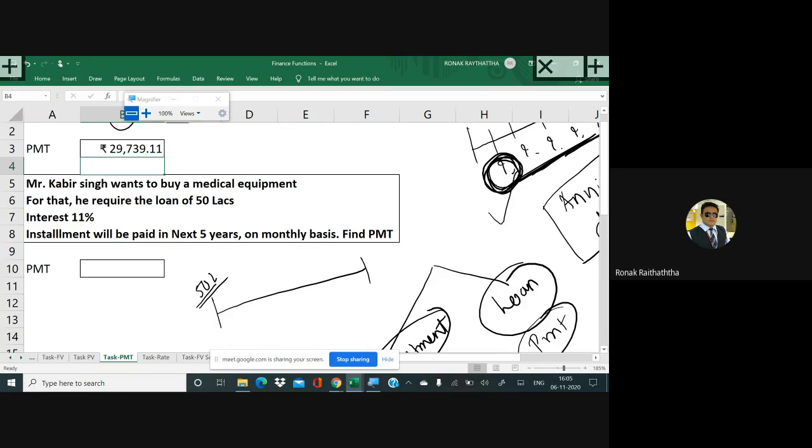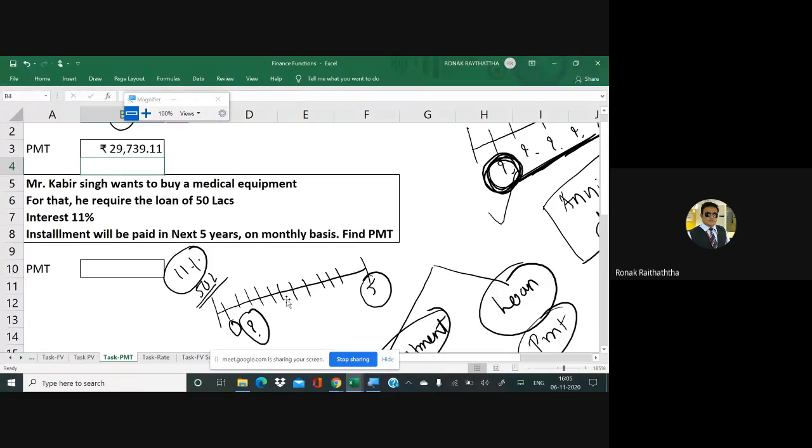अब 50 लाख का लोन लिया है भाई साहब ने, और 5 साल तक उसने पे किया है, पे करना है. तो 5 साल में हर महीने कुछ ना कुछ वो पे करेंगे. तो अब हमें ये पूछ रहे कि वो हर महीने पे कितना करना पड़ेगा, अगर ये 50 लाख के ऊपर 11% इंटरेस्ट लगता है तो.